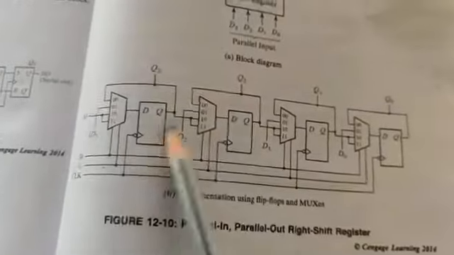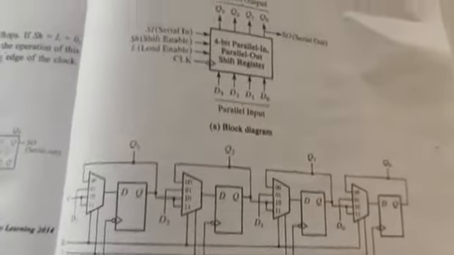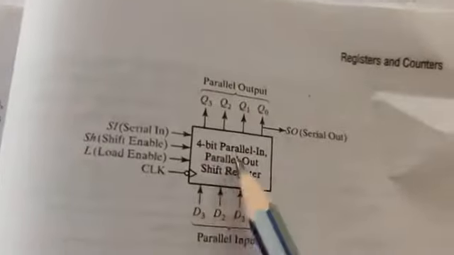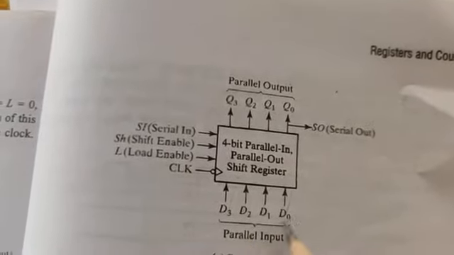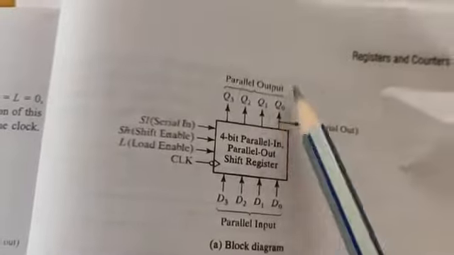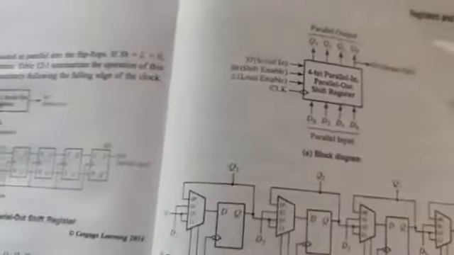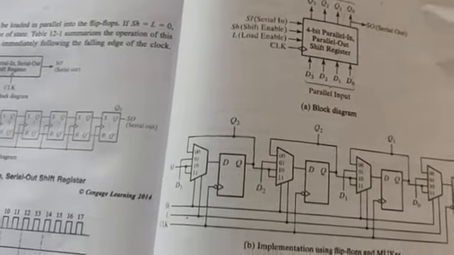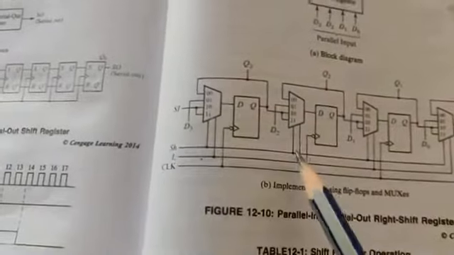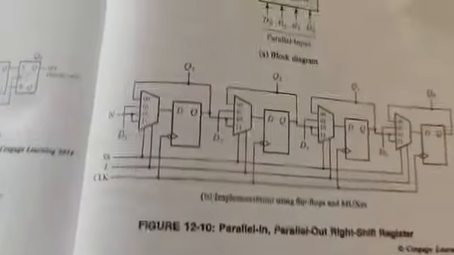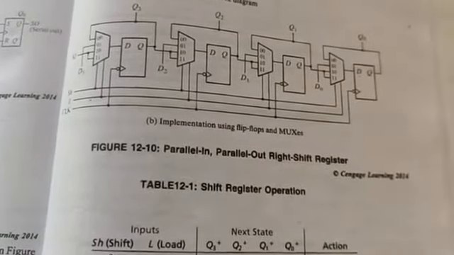So this is 4 flip flops, so a 4-bit parallel in parallel out shift register. Why is it called parallel in parallel out? Look at this data. The data is entered like this: D3, D2, D1, parallelly in and parallel out. And this particular circuit is also called serial in parallel out. I will tell why it is also called serial in parallel out. Let me analyze this circuit first. Let me concentrate on parallel in parallel out first.